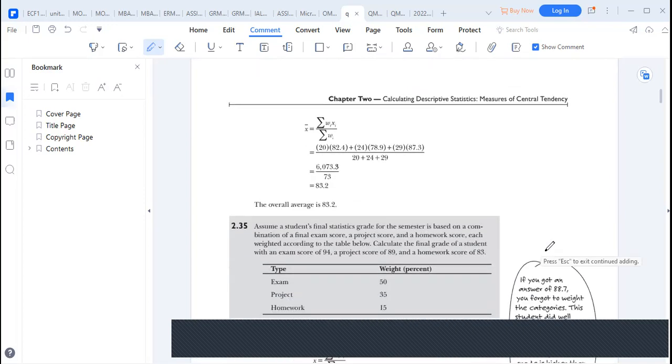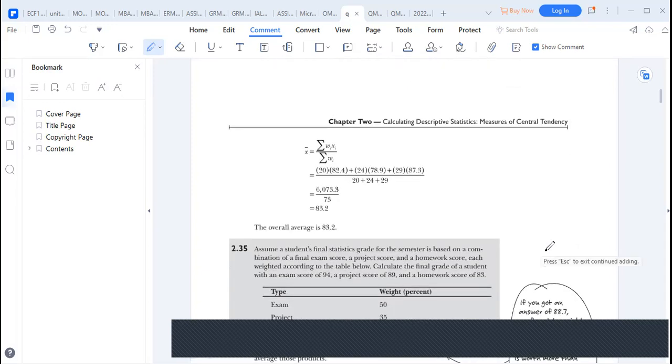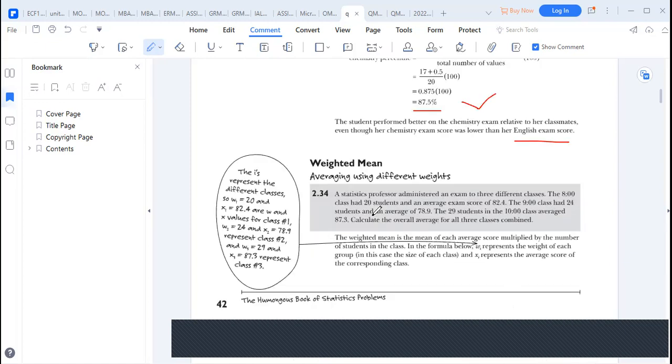So we are going to simply compute the number times the average score they got. So 20, who got a 2.4, 24 who got 78.9, and the 29 who got a 7.3. Then you count the number of students that were there: 20 plus 24 plus 29. So by multiplying on top and dividing, the average score was 83.2.